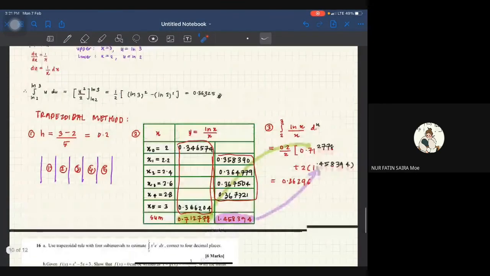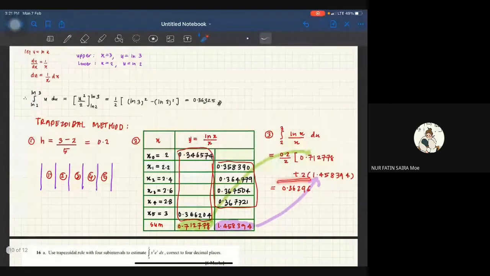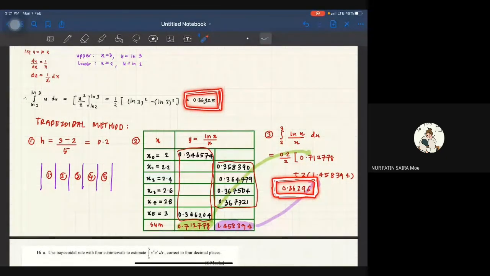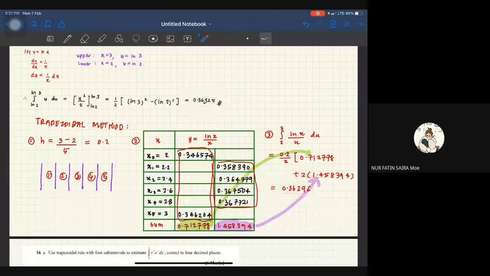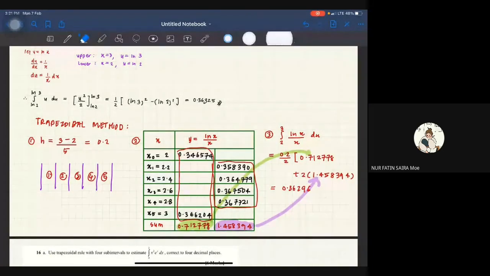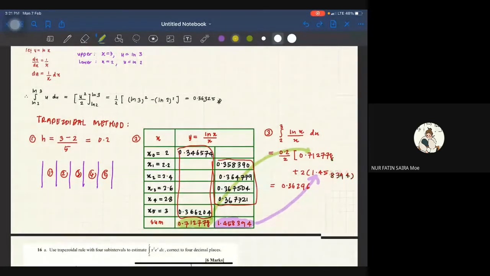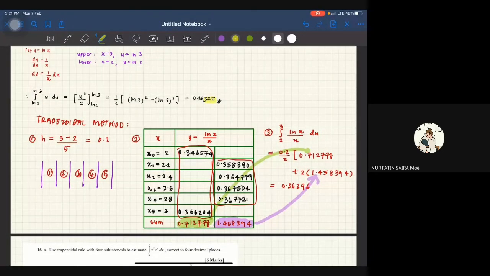Okay, so kalau kita tengok, kita comparekan jawapan kita. So this is the value that we get from trapezoidal rule. Okay, and then this one is the value of definite integral that we get from substitution. So dua nilai ni adalah nilai yang berbeza. Okay, so dia beza dekat mana? Dekat belakang dia sikit je. 3, 6 ni, this one. So beza dekat sini dengan sini.